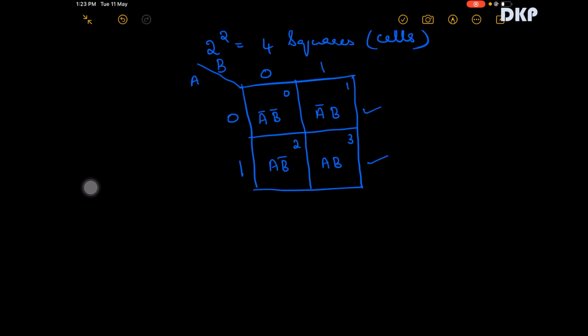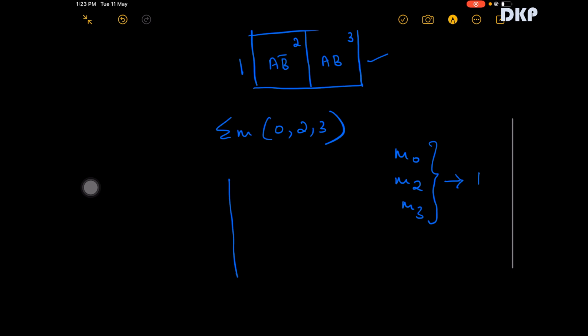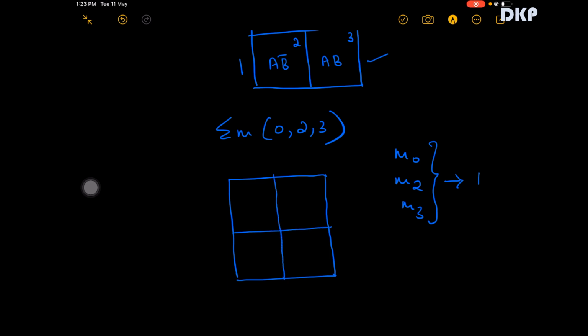Now according to the example, that is the sum of the minterms 0 to 3, these minterms are present in the output, that is M0, M2 and M3 are present in the output. Therefore, you have to place ones in those corresponding cells in the K-map. And whichever minterms are absent, in the corresponding cell you have to place zeros or you have to leave it empty.